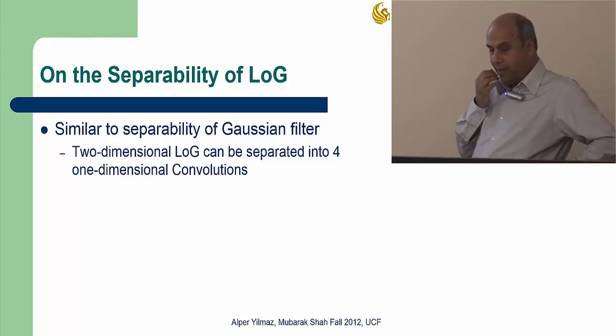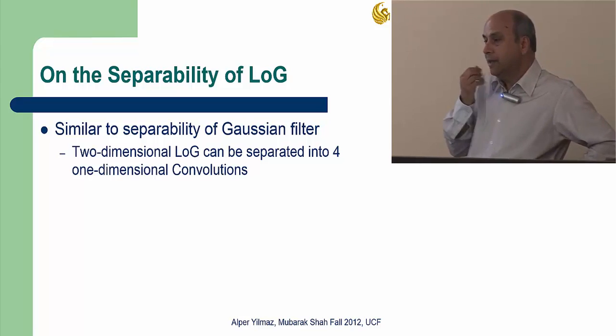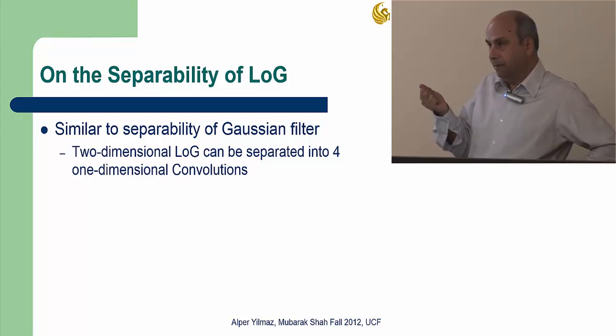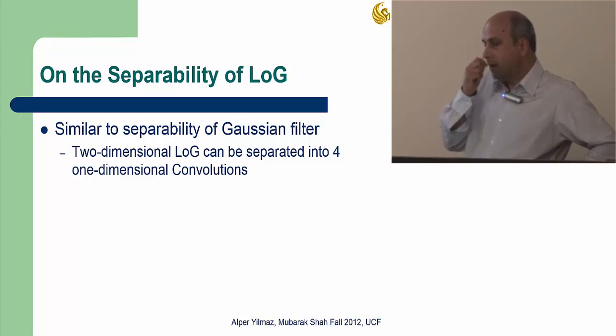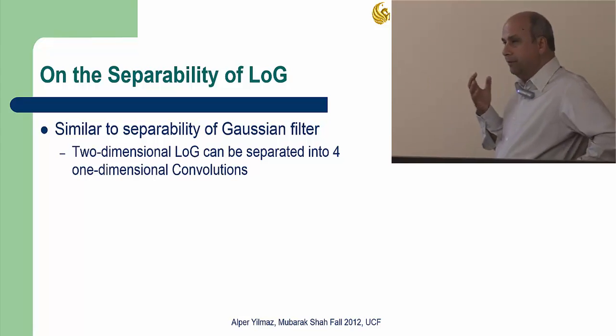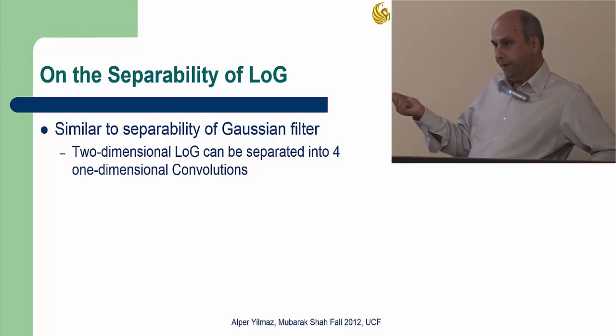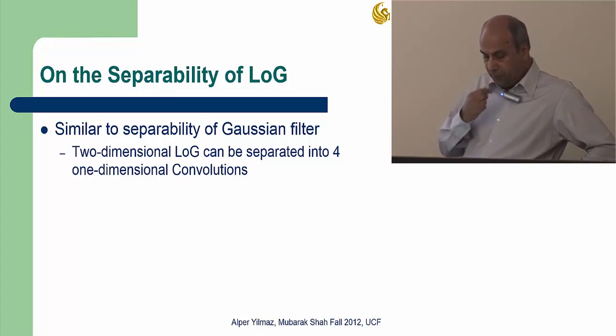So now the question is, can we do this? Is Laplacian of Gaussian separable? No. It is not separable in a way that you can do it in two one-dimensional convolutions, but it is separable in that you can do it in 4 one-dimensional convolutions instead of 2. It still is good because 4n is still less than n squared. Okay.